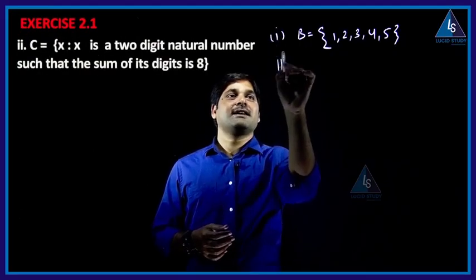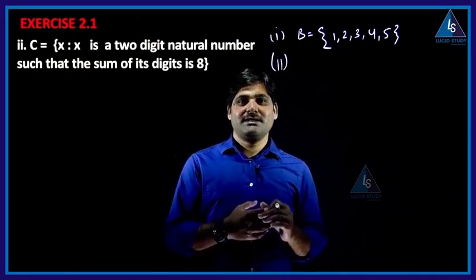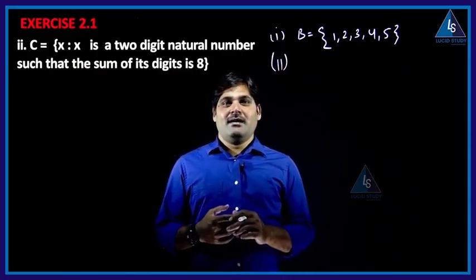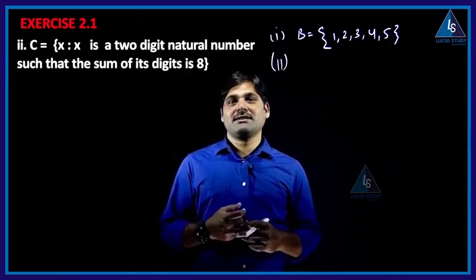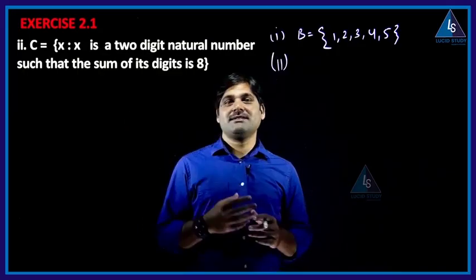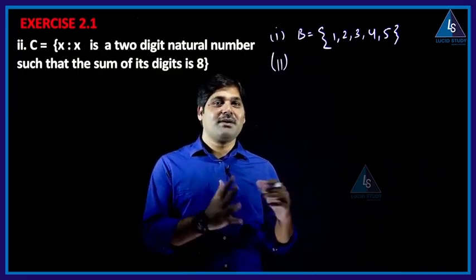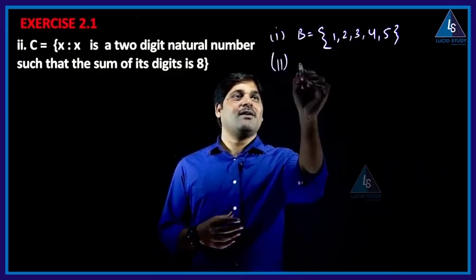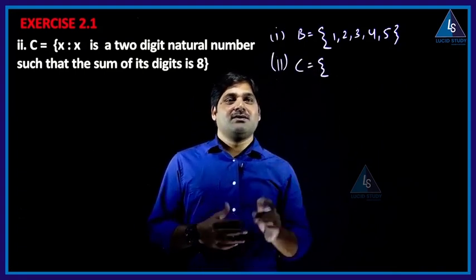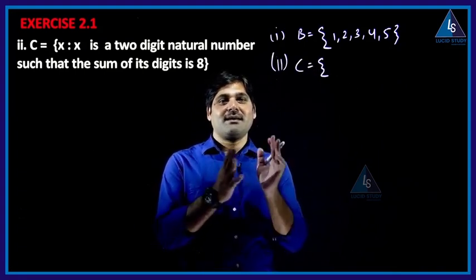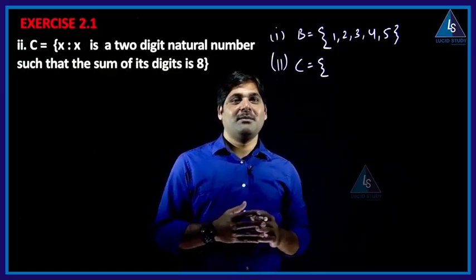Let us see now the second question. Interesting question. See the second one. x such that x is a 2-digit number where the sum of digits is equal to 8. Can you guess what those numbers are? So I will write. The 2-digit number should have digits that sum to 8. Tell me what those are.